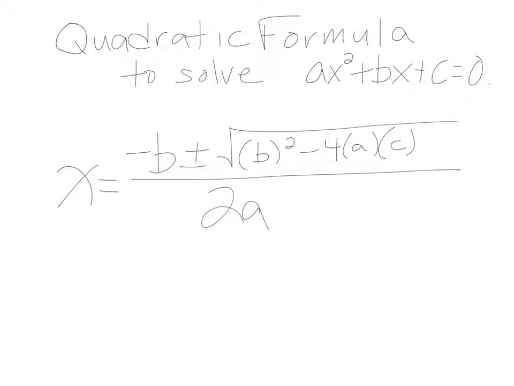So the formula is x equals negative b plus or minus the square root of b squared minus 4ac, all over 2a. The a, b, and c come from the basic form of a quadratic equation. The a is the number in front of the x squared, the b is the number in front of the x, and the c is the constant, the number that's just by itself.